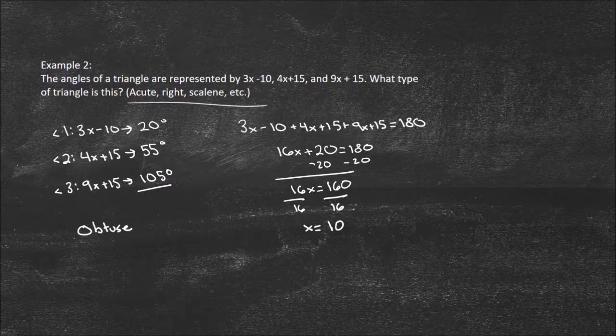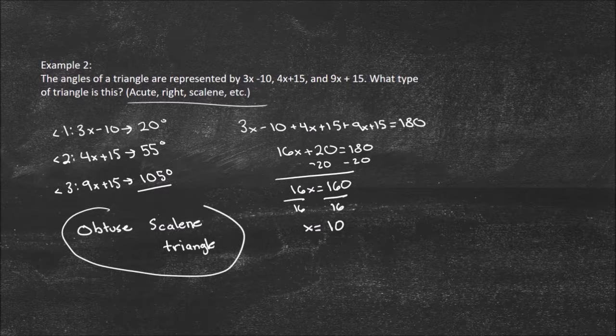So that means they are scalene. If two of the angle measurements were the same, we would say it was isosceles, but they are all different, so they're scalene. So it's an obtuse scalene triangle. That is our classification here. Because we have one obtuse angle and all the angle measurements are different, which makes it scalene.